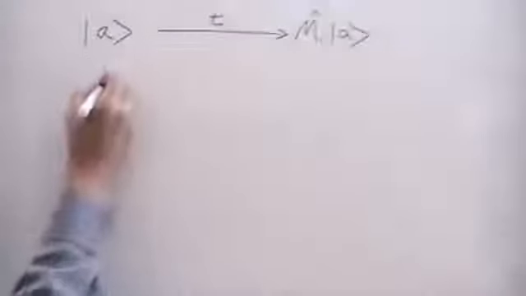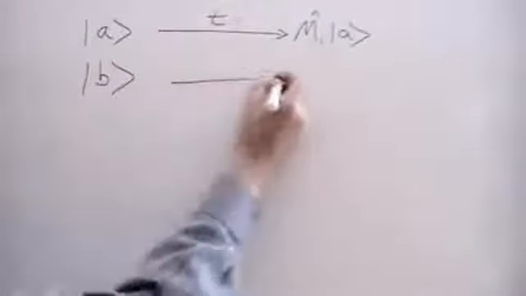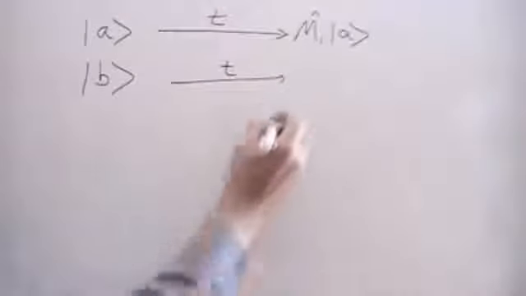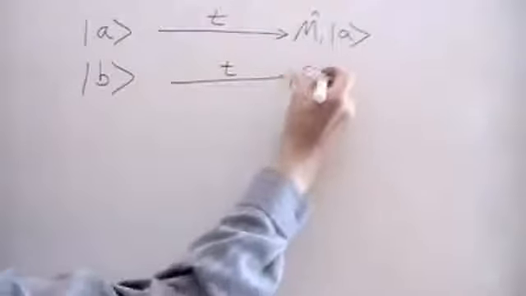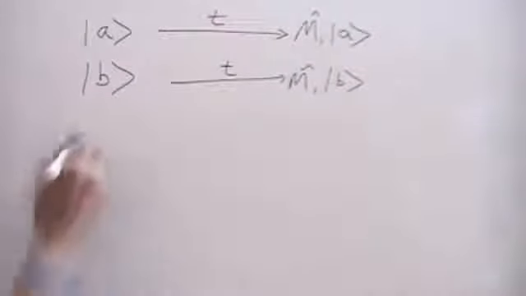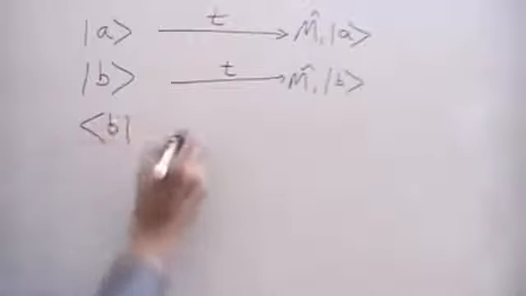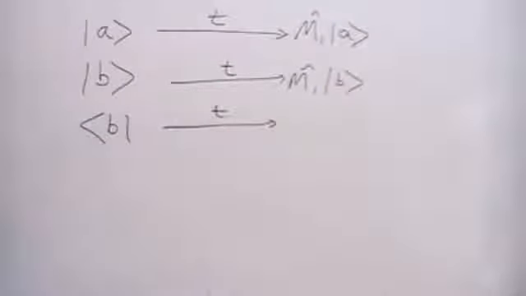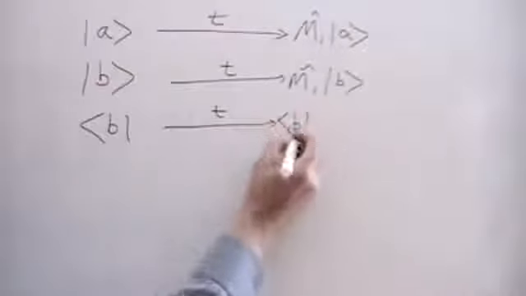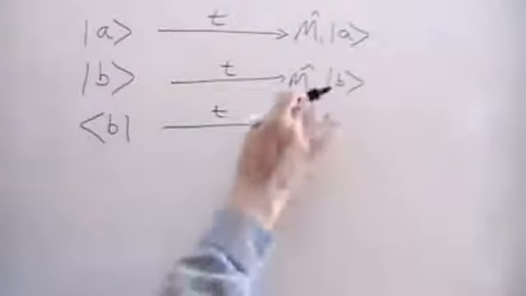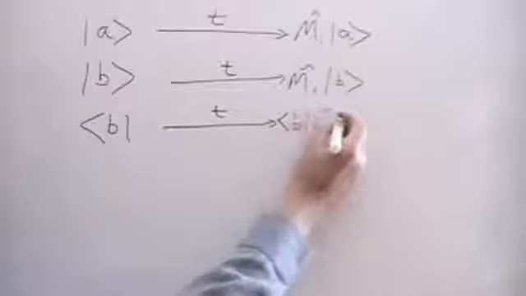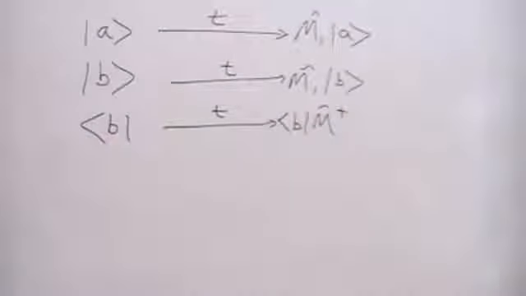Similarly, if we have a state B that varies with time, then over time t that is going to become M1 B. Or you could say, let's take the bra vector of B. Over time that will become the bra vector of B, and then you have to take essentially the complex conjugate, which for an operator means taking the dagger of it, the transposed complex conjugate of the operator.